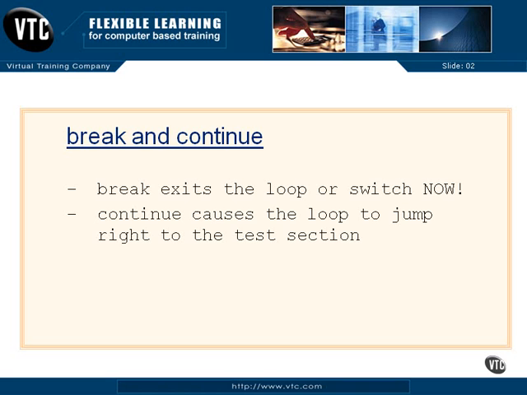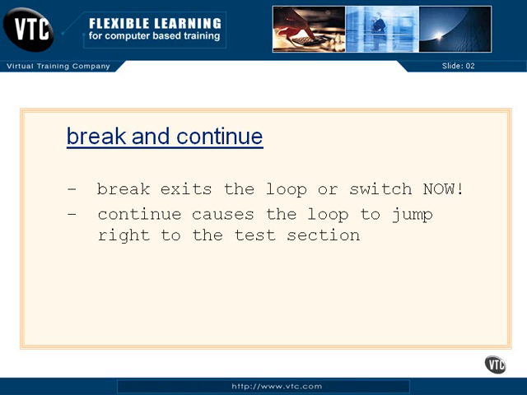We haven't seen continue yet, but what continue does is it causes the loop's execution to jump right to the test section. If it's a do while, it jumps to the bottom, to the while expression. If it's a normal while, the continue skips over all of the rest of the statements of the while that are after the continue and jumps up to the expression to see if we should leave or not.